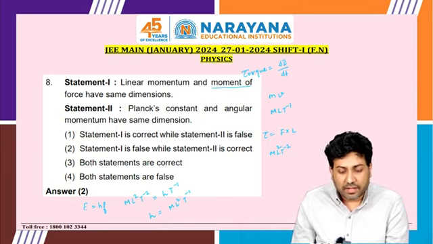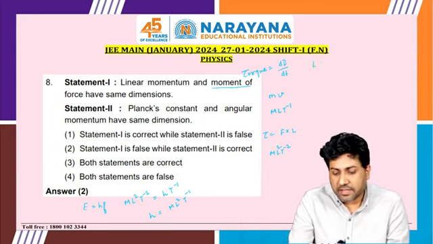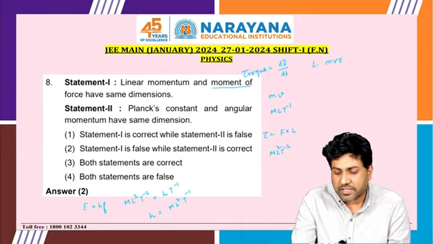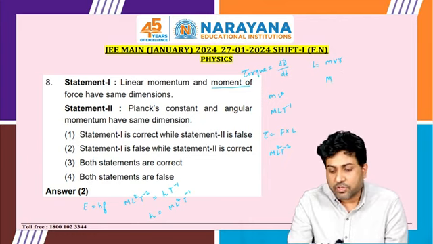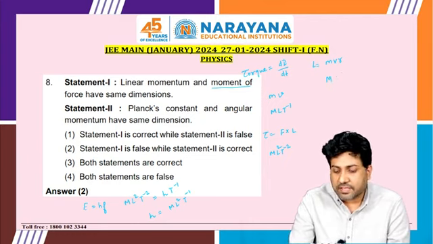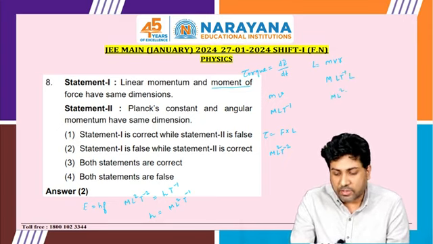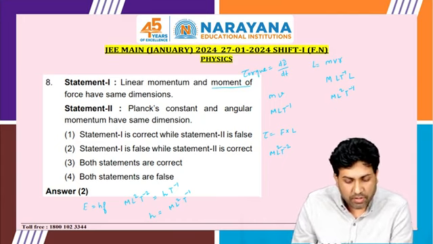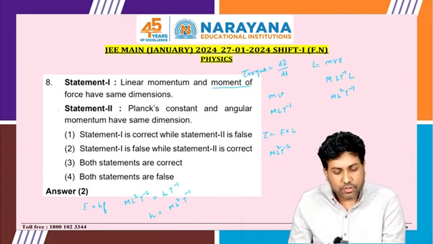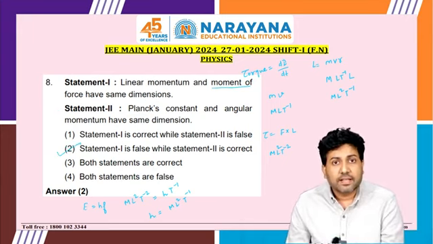What about the angular momentum? If I look at the dimensions, you know it is m r cross v, I can write just mvr. The dimension of m is capital M, the dimension of velocity is LT^-1, and the dimension of r is L. So I'll get ML^2T^-1, which is the same as the dimension of Planck's constant. That means the second statement is correct. So the answer is statement 1 is false and statement 2 is correct.